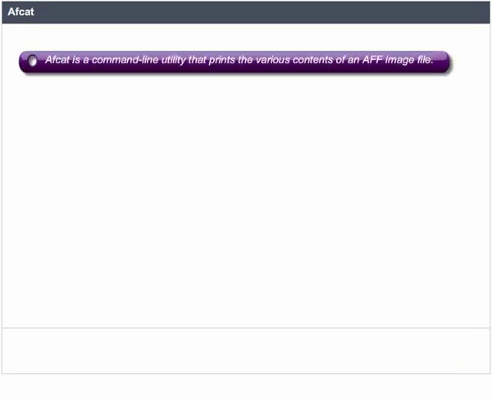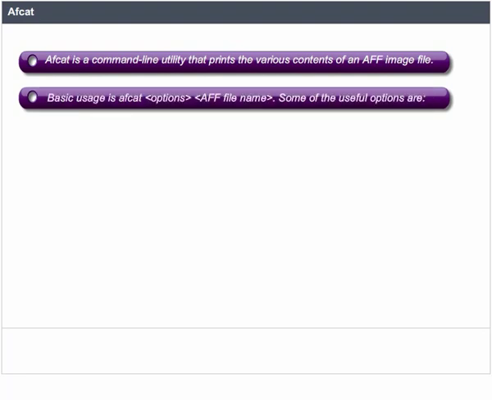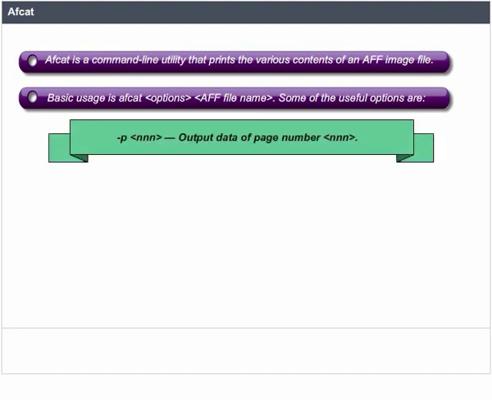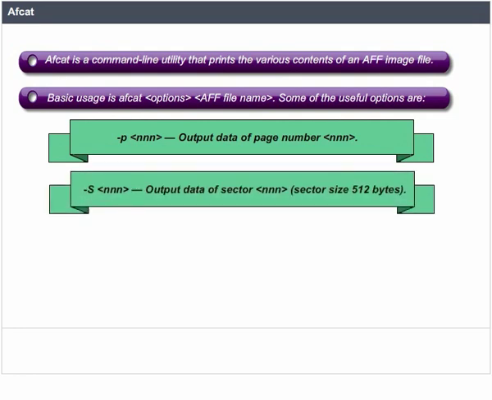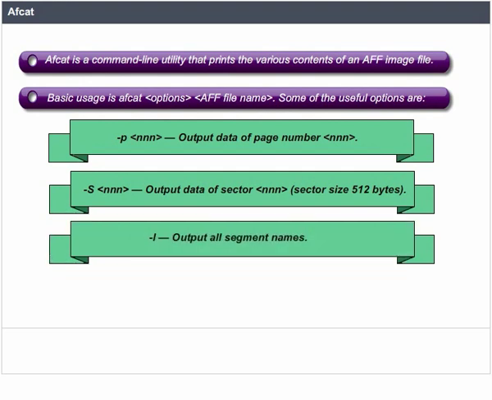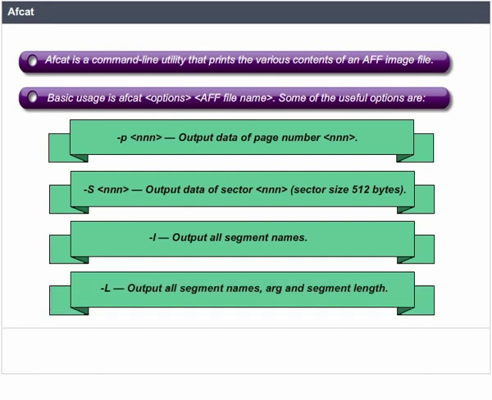affcat. affcat is a command line utility. It prints the various contents of an AFF image file. Basic usage is affcat options, AFF file name. Examples of affcat are given here: output data of page number, output data of sector, sector size 512 bytes, output all segment names, output all segment names, arg and segment length.